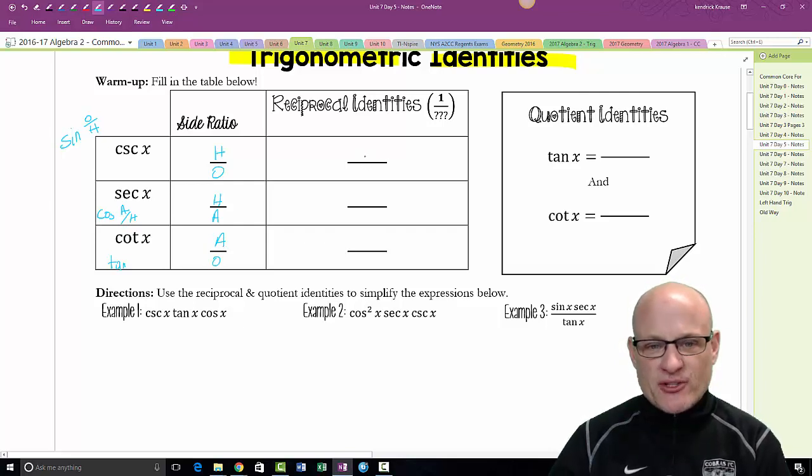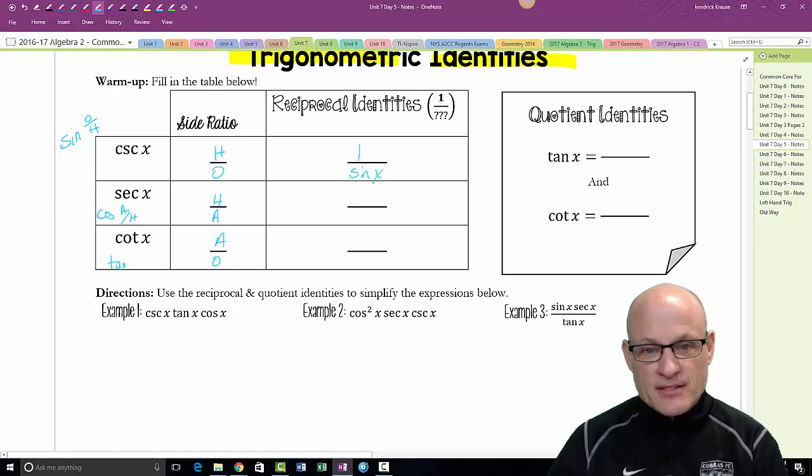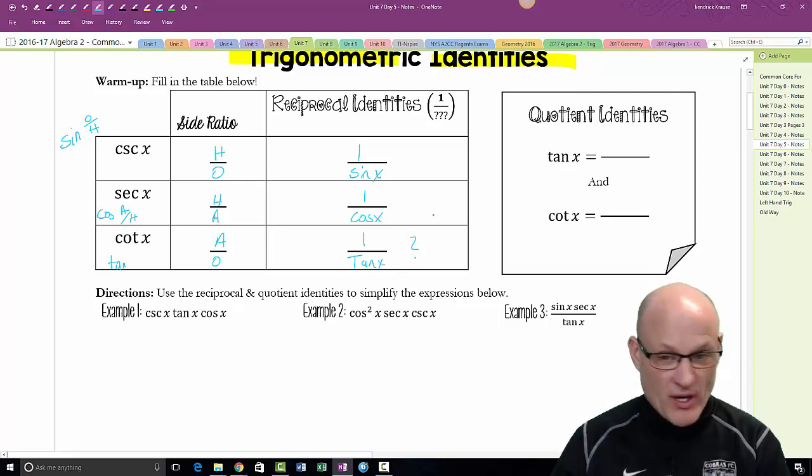They're also called reciprocal functions because cosecant is really just 1 over sine. Secant is just 1 over cosine. And cotangent is really 1 over tangent. Now this is sort of the useless one right here, the way it's written.